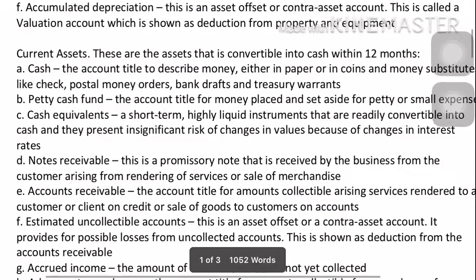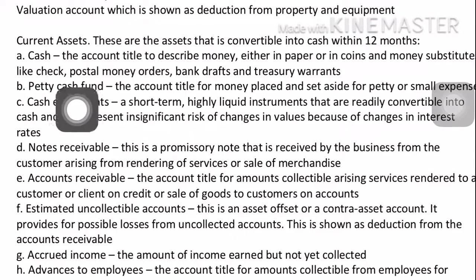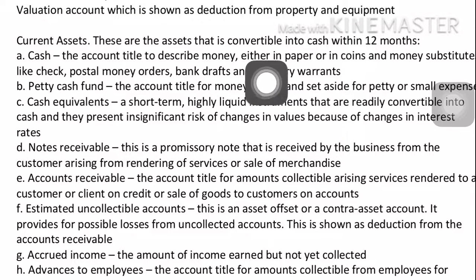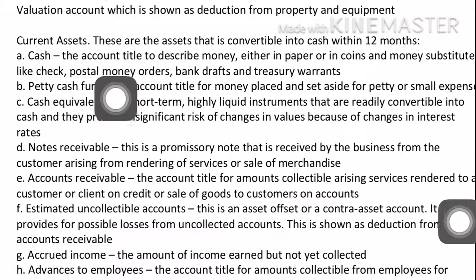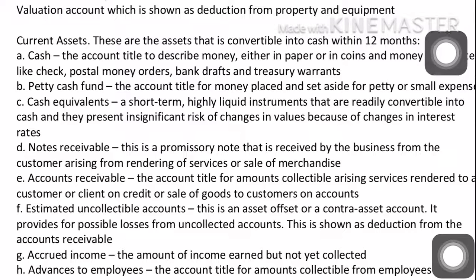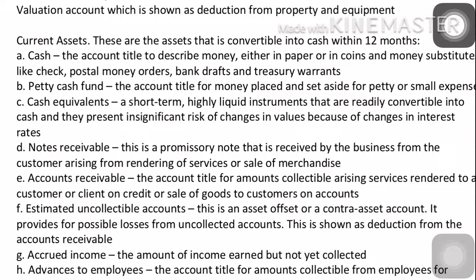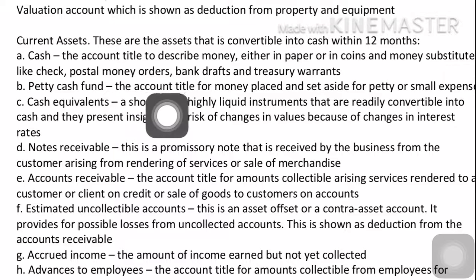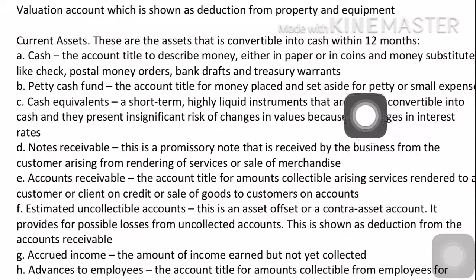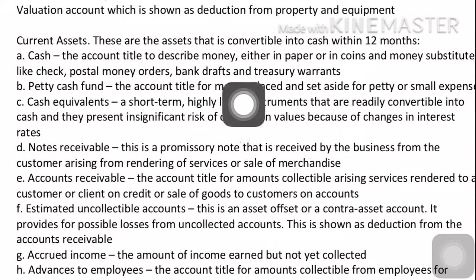These are the assets that are convertible into cash within 12 months. So, first, the cash. The account title to describe money either in paper or in coins and money substitutes like check, postal money orders, bank draft, and treasury warrants. So, cash is a means in purchasing products or availing services. So, next is the petty cash fund. The account title for money placed and set aside for petty or small expenses. So, money siya is cash kept on hand to pay minor expenses like school supplies.